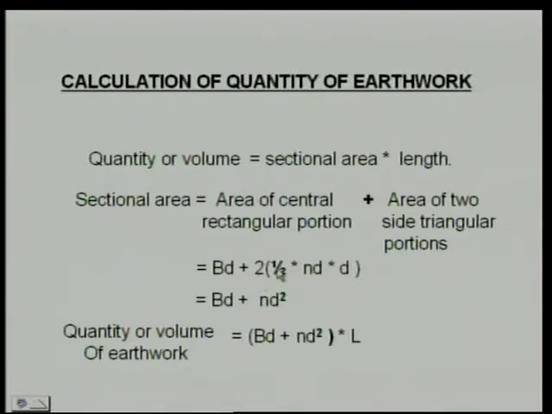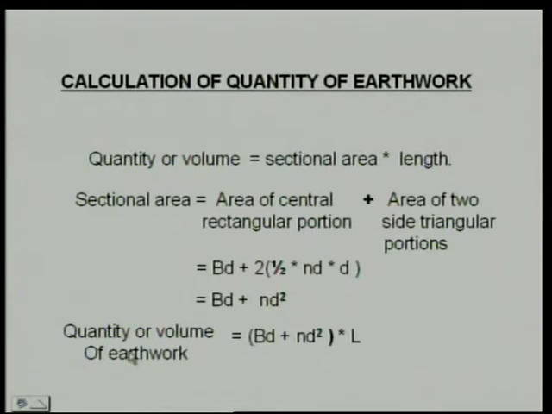So, 2 into area of a triangle is half into base into height, where D is the depth, that is equal to BD plus n into D square. This is how the sectional area of the cross section of a road in cutting or in banking is calculated. So, how to calculate the quantity or volume of earthwork?